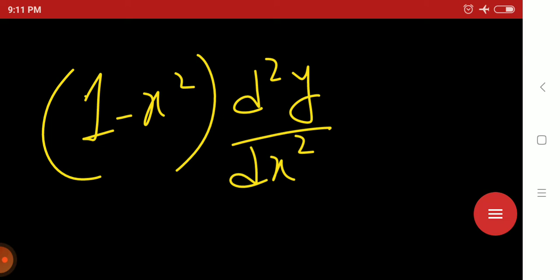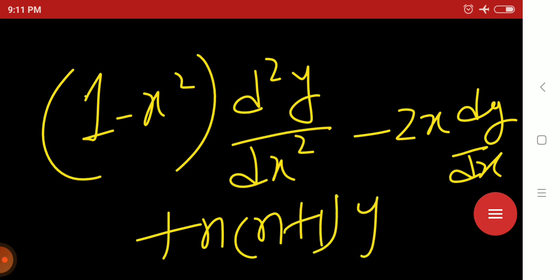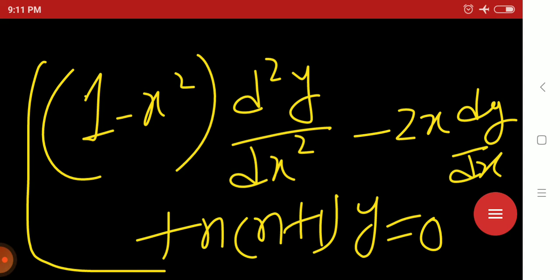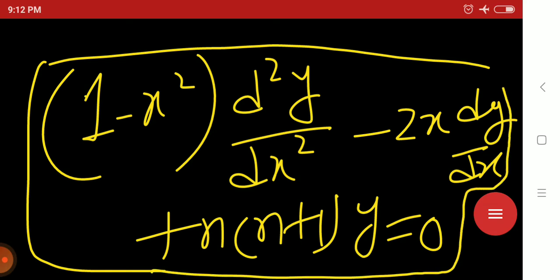So what is the Legendre differential equation? It is (1 minus x square) d2y by dx square minus 2x dy by dx plus n into (n plus 1) into y equals 0. That is the Legendre differential equation.